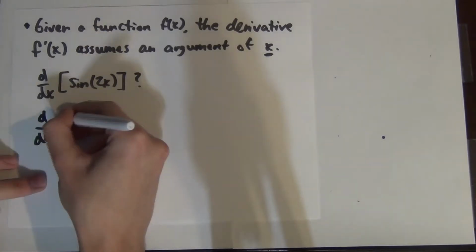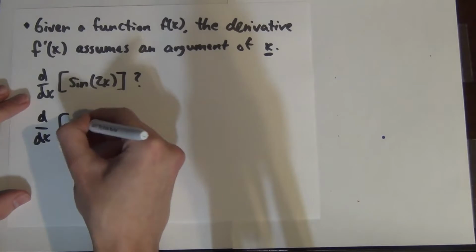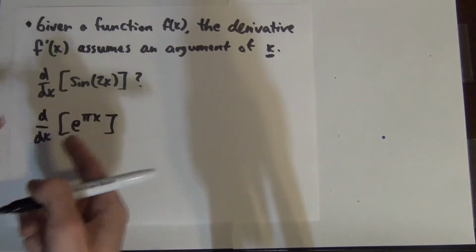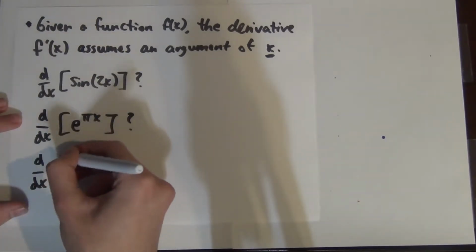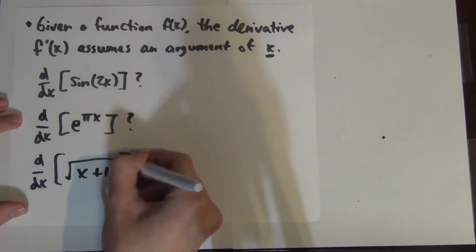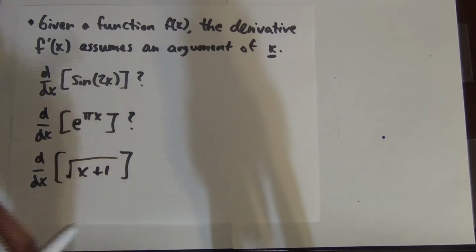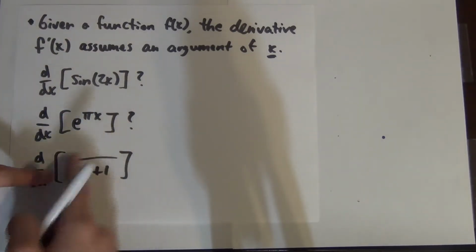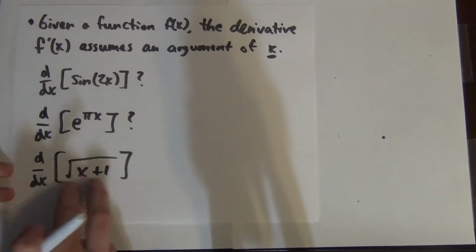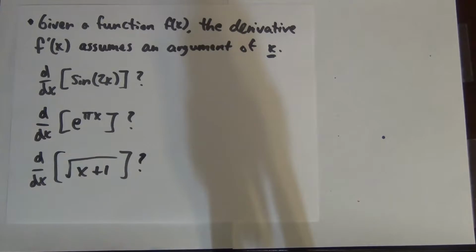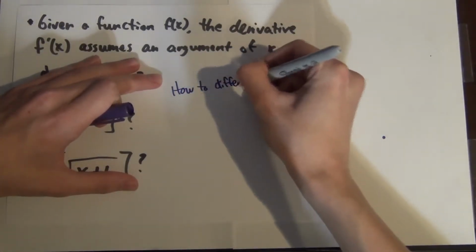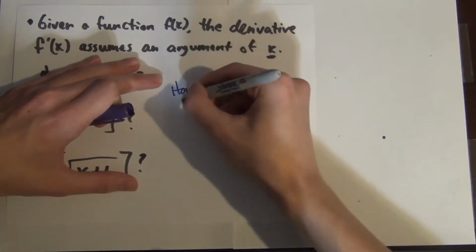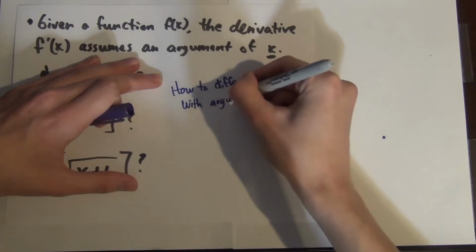Okay. Same thing goes if I wanted to take the derivative of, say, e to the pi x. Pi is 3.14. I don't know how to do that. Or if I wanted to take the derivative of, say, the square root of x plus 1. I know how to take the derivative of the square root of x because I could write the square root of x as x to the 1/2 power. But I don't know how to raise this entire thing to the 1/2 power and differentiate because this isn't x. So I run into a small problem. Okay, so I want to know how to differentiate with an argument that is not x.